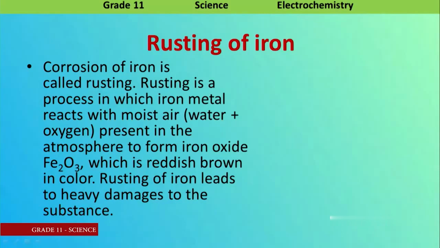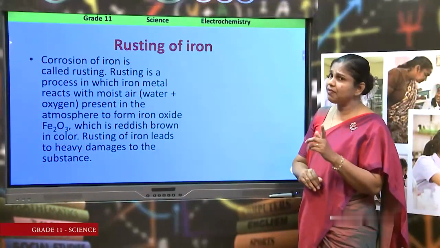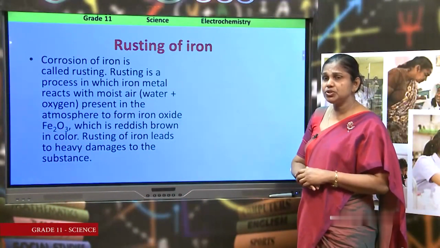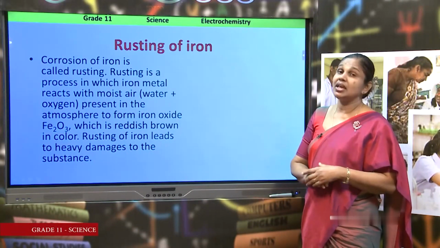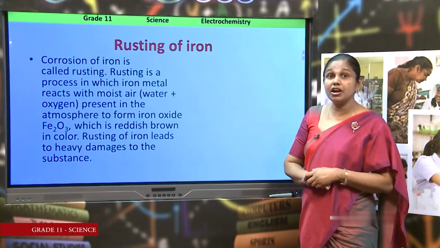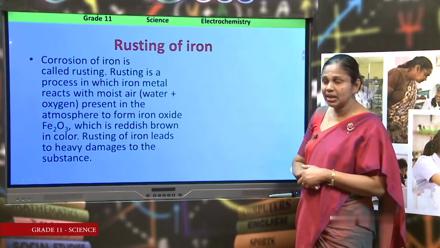Finally, the result is rust. Iron rust is a reddish brown color substance. This rusting leads to heavy damage to the iron-made substances. That's why we are learning about rusting, children, because we must find some steps to prevent iron from rusting, as it gives us some economic loss. Okay, right.